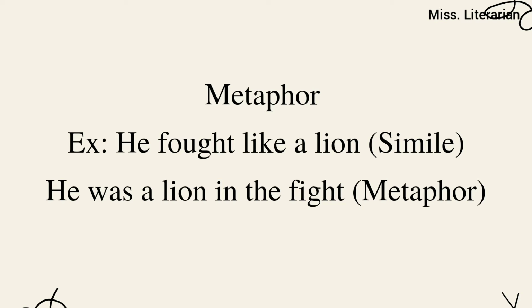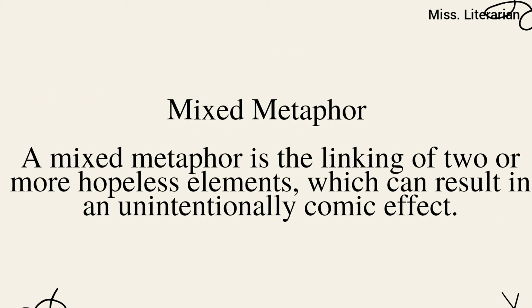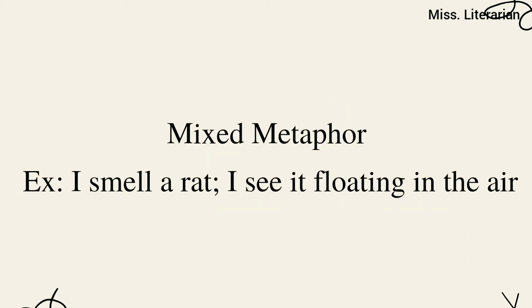Similarly, the camel is the ship of the desert, this is metaphor, but we can expand it and say in simile, as a ship is used for crossing the ocean, so the camel is used for crossing the desert. An object should not be identified with two or more different things in the same sentence. If it is, that is called a mixed metaphor. Examples: I smell a rat, I see it floating in the air.